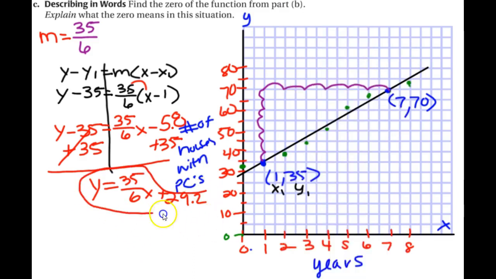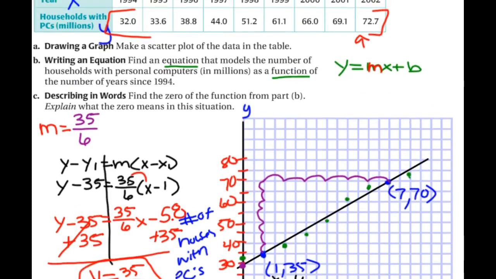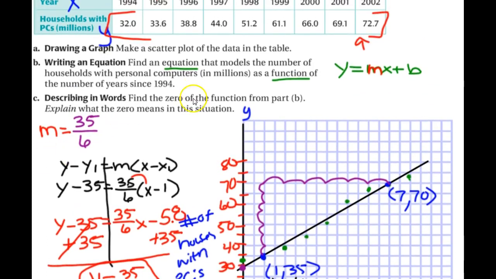So here's our equation. In terms of an equation, if you wanted to get rid of that fraction, it would be y equals 5.8x plus 29.2. And think, does this 29.2 make sense? Yep, I cross my y-axis at 29.2. That's my y-intercept. But our zero of our function, what they're wanting next, is to find the zero of the function and explain what it means.